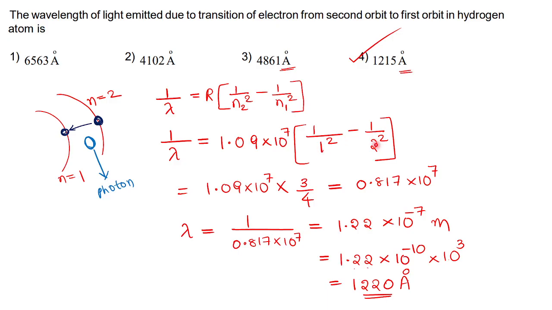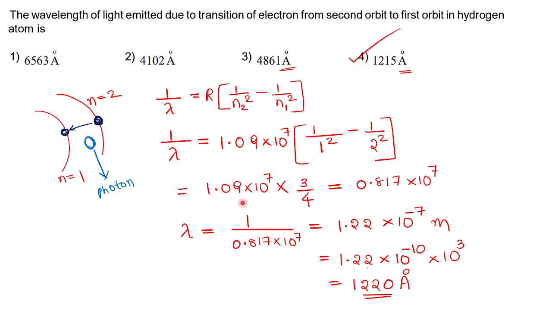Or if you change the order, no problem. You will get some negative number here. If you get a negative number inside the bracket, you just simply reject it. So the order of the substitution is not important. So I put n2 as 1 and n1 as 2.